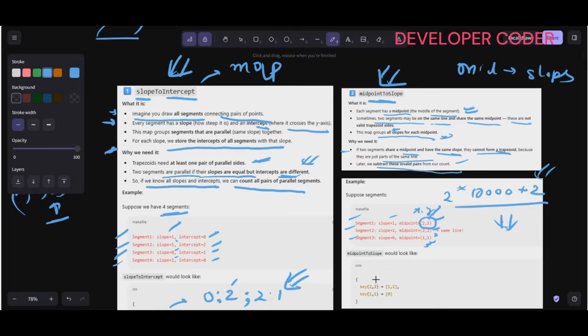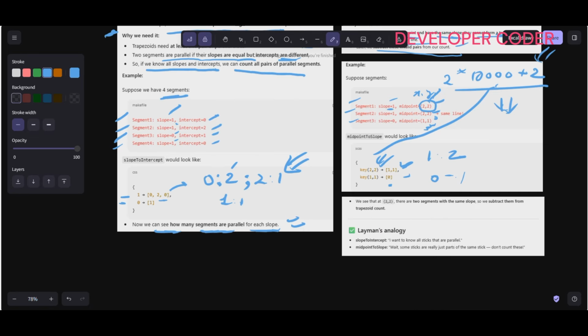Okay, so for this key, actually this is another key, right? So I'm going to store, so your midpoint to slope is going to look like this. Slope 1, 1, right? Here for this midpoint, we have seen 2, 1 is occurring 2 times, 0 is occurring 1 time. Okay, this is what I'm going to see. Now here we see that at 2, 2, there are two segments with the same slope, so we subtract them from the trapezoid count, right?